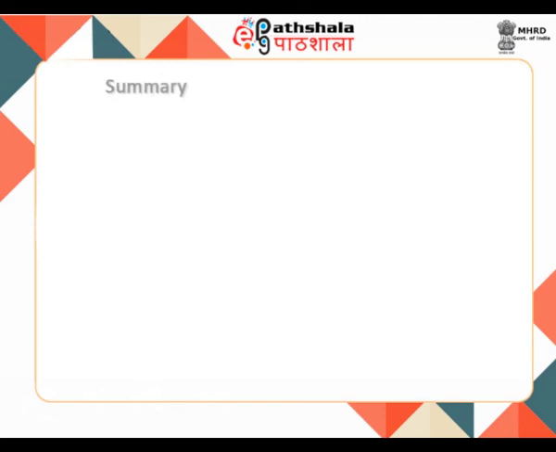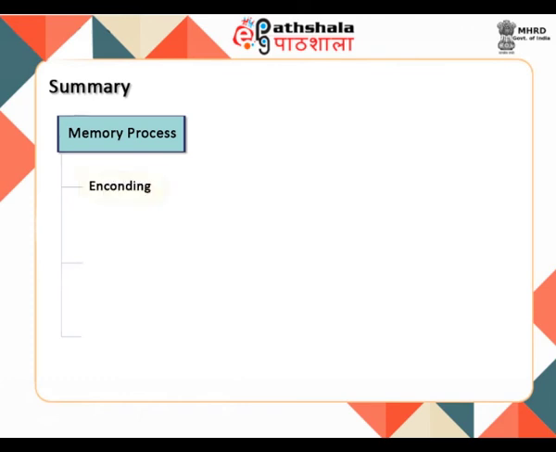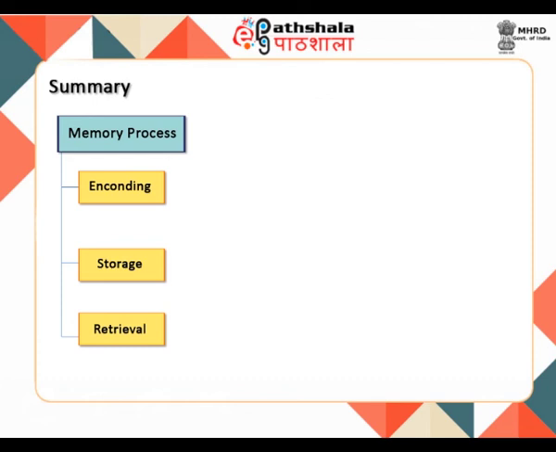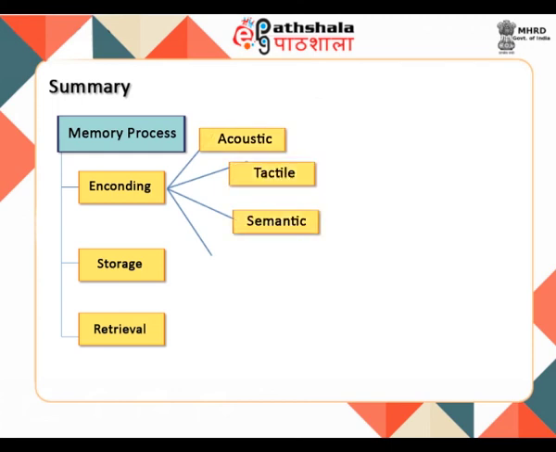In this module, you have learned about the three main processes involved in human memory. They are encoding, storage, and recall. You have also learned about four types of encoding in this module. They are acoustic encoding, tactile encoding, semantic encoding, and visual encoding, each step having its own role to play in memory.